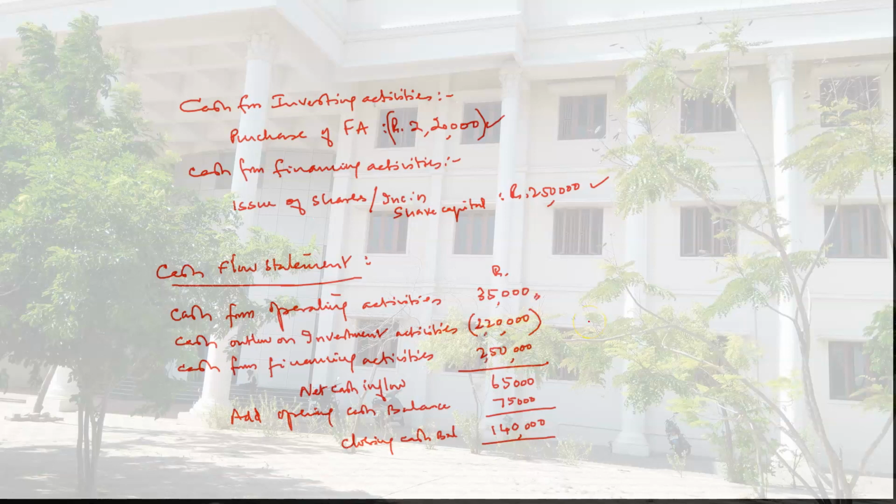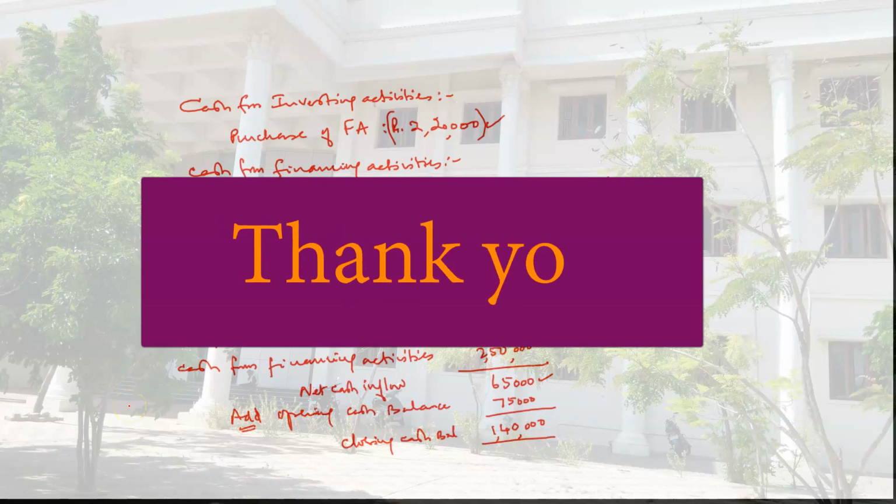So from this statement, we can say that the purchase of asset for 2,20,000 was managed out of cash raised from issue of shares. And the surplus, if you add with operating cash, you get total of 65,000. And after adding this with the opening cash balance, we get closing cash balance as rupees 1,40,000. Hope you are in a position to understand the preparation of cash flow statement in a question where adjustments are not given.